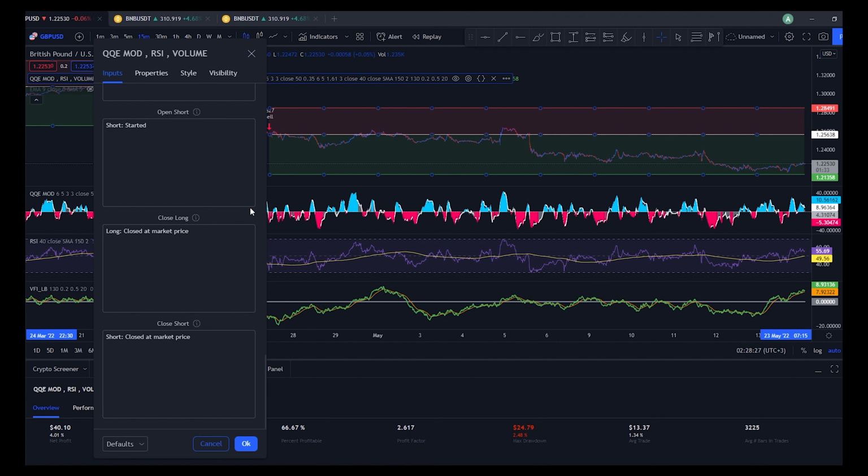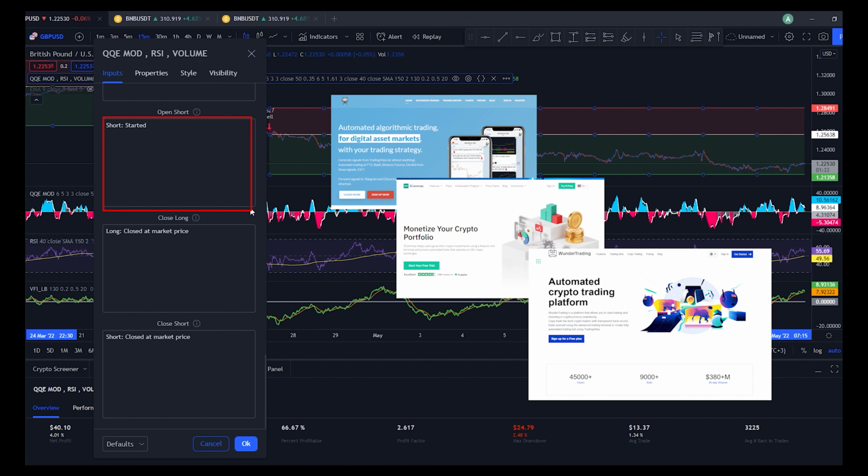You can also link this strategy to a bot like Wonder Trading or 3 Commas or Alertatron by just copying the bot order to this panel.